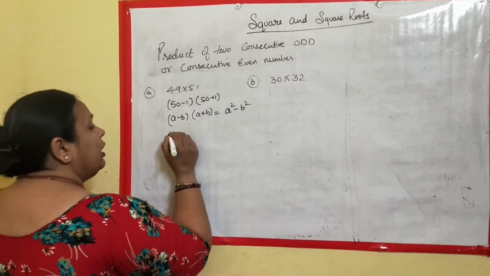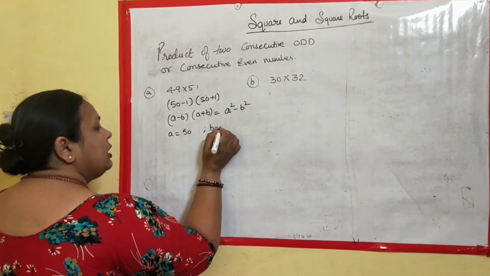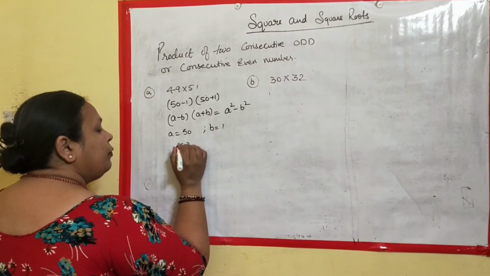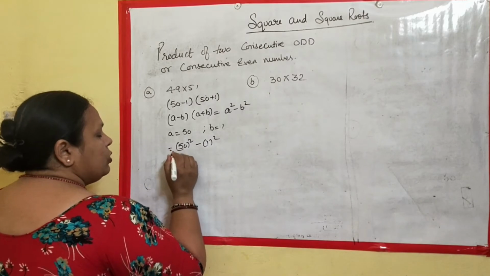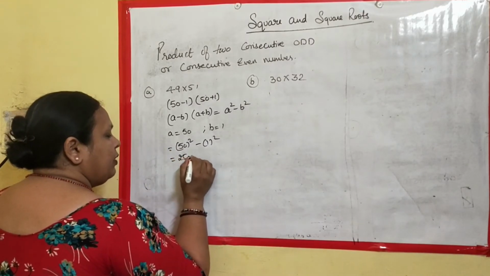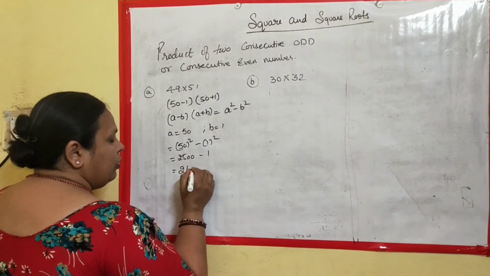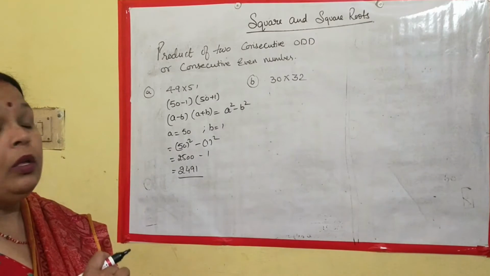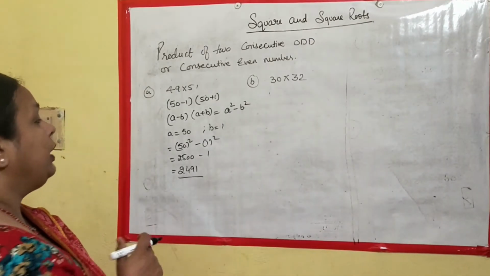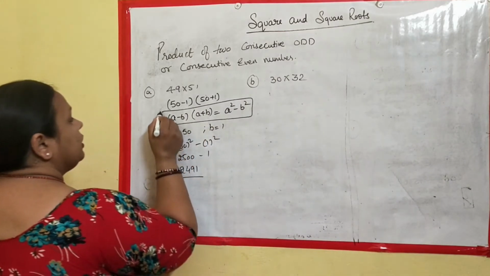That means here a is equal to 50 and b is equal to 1. So 50 square minus 1 square. So this comes as 2500 minus 1. On subtracting you get 2499. Clear? So using identity, and which identity you are using? You are using this identity.